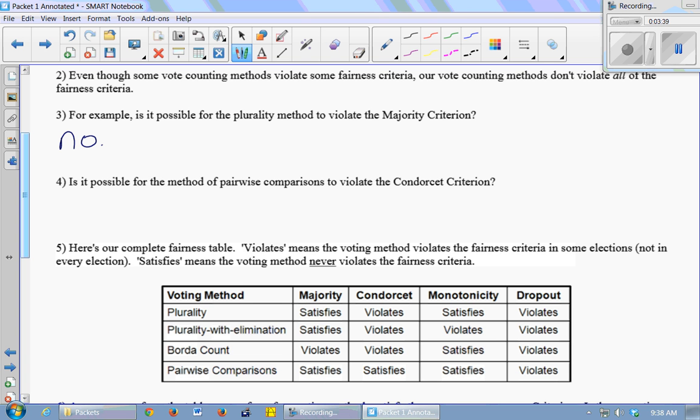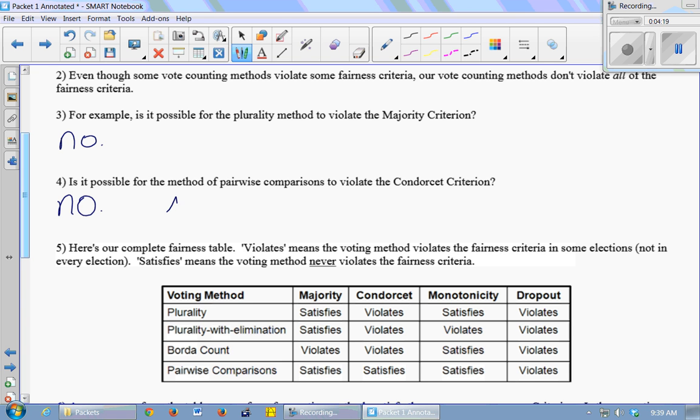How about pairwise comparisons? That's where we make all the head-to-head matchups: A versus B, A versus C, A versus D, B versus C, B versus D, C versus D. So you make all these head-to-head matchups, and whoever wins the most head-to-head matchups would be the winner. So that's the method of pairwise comparisons. The Condorcet Criterion says that if anyone wins all of their head-to-head matchups, they should win. So is it possible for someone to win all of their head-to-head matchups but lose the method of pairwise comparisons? No.